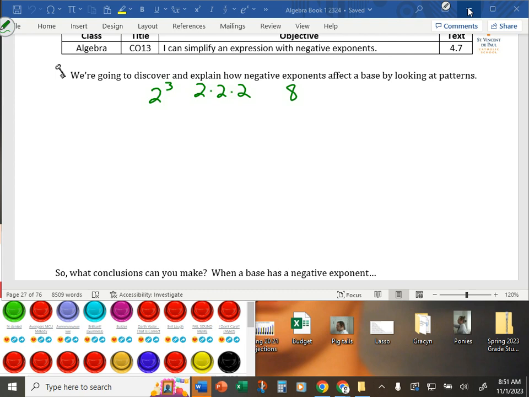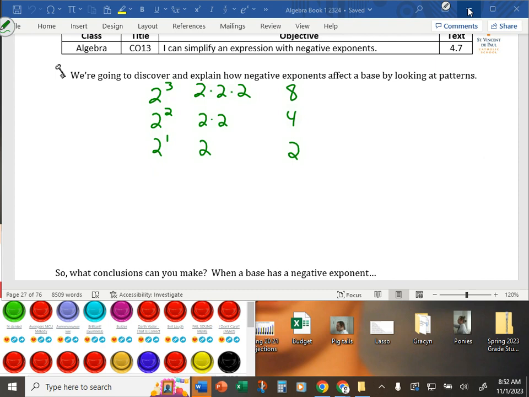How about 2 squared? What's 2 squared equal to? 4. And of course, that in expanded form is 2 times 2. How about 2 to the first? That's equal to 2, because there's only one of them there, right? And at this point, I want you to look for a pattern. And then we're going to confirm that pattern in the next step.